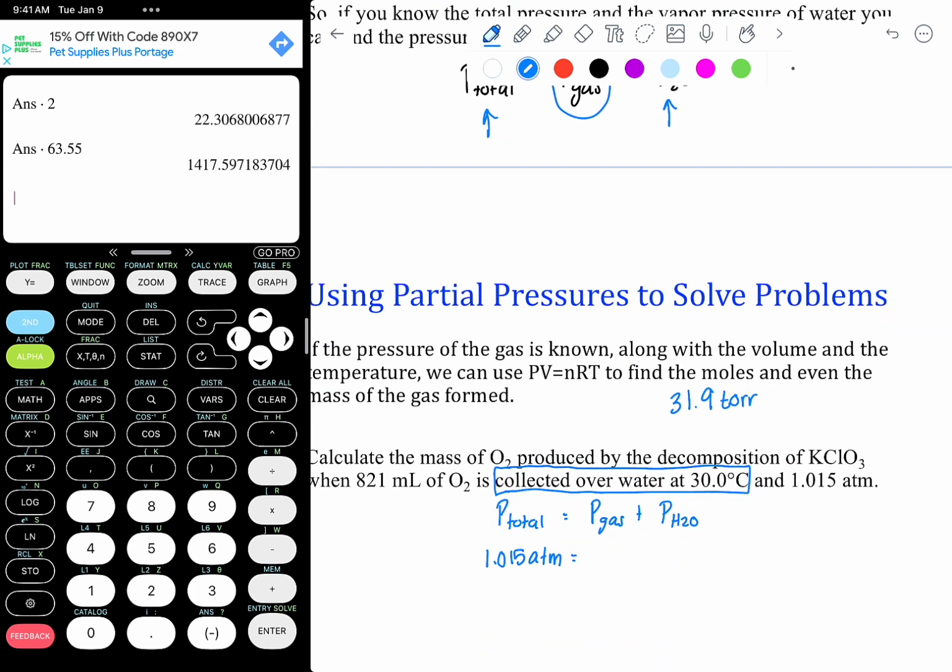I have to convert torr to atm, because I can't use torr as my pressure unit if I'm going to use atms. So we're going to use our conversion factors from our previous lesson, where 1 atm is equal to 760 torr. So we'll take that 31.9 and we will divide it by 760.